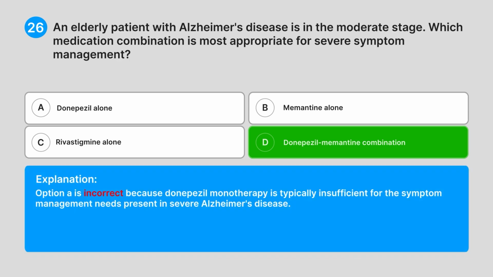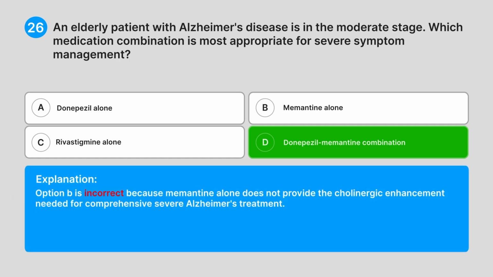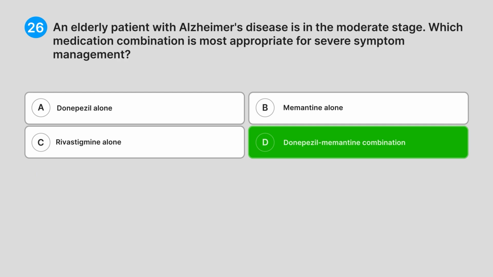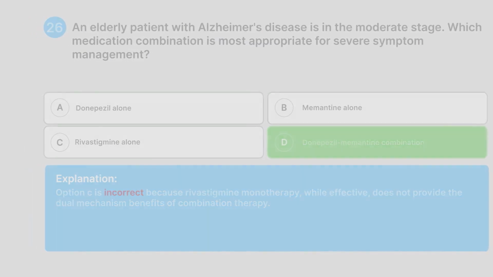Option A is incorrect because donepezil monotherapy is typically insufficient for the symptom management needs present in severe Alzheimer's disease. Option B is incorrect because memantine alone does not provide the cholinergic enhancement needed for comprehensive severe Alzheimer's treatment. Option C is incorrect because rivastigmine monotherapy, while effective, does not provide the dual mechanism benefits of combination therapy.